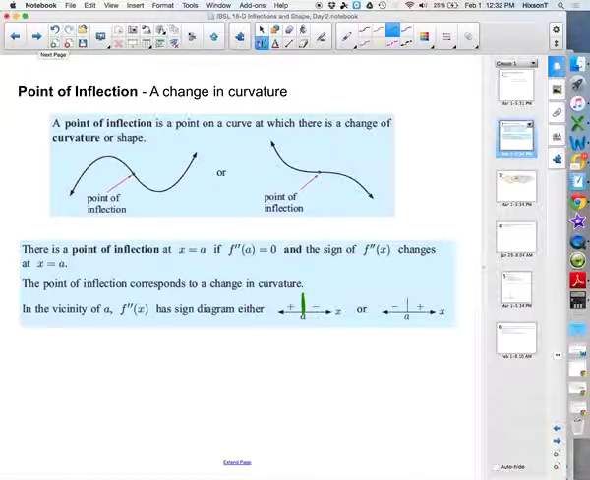So you can see here, the sign diagram, we have a, and then it either changes from being concave up to being concave down, in which case you'd have something like this, and there's a right there. Or, in this case, here's a, we're changing from concave down to concave up, so you might have something like this, and there's a right there.